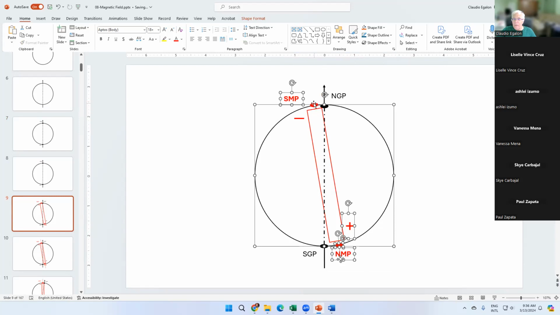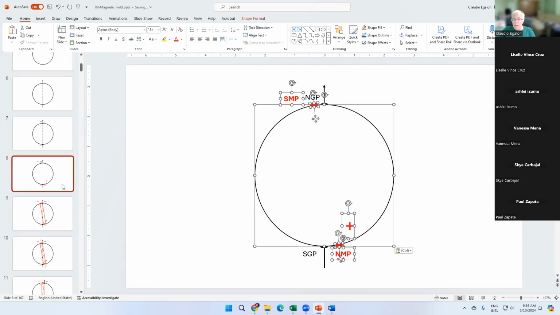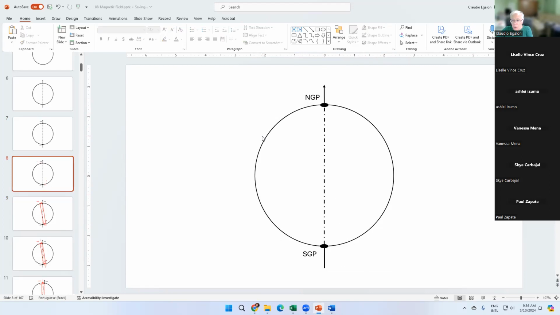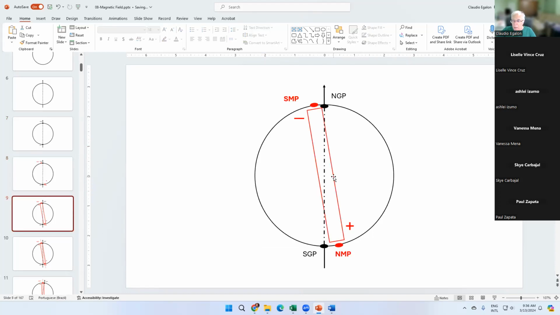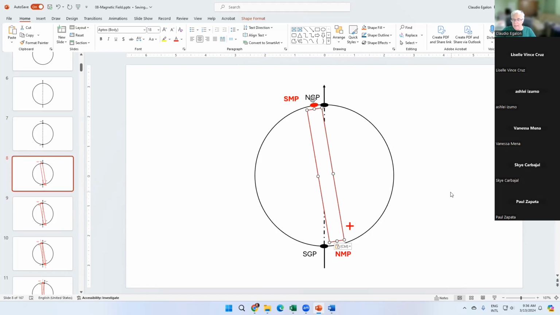Let's see if I can do that. Okay, let's see if I have it. So now I'm gonna put it here. Oh, not what I want. Okay, now I need the magnet bar. Okay, I got it. Here you go. Here's the magnet bar. Just like that.